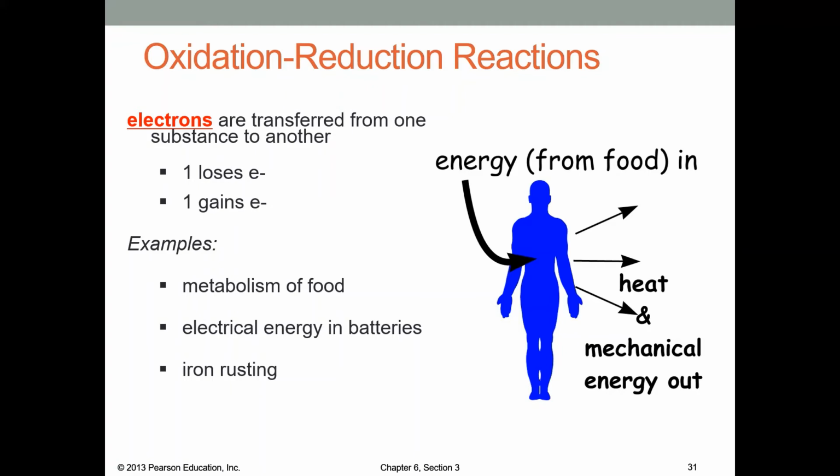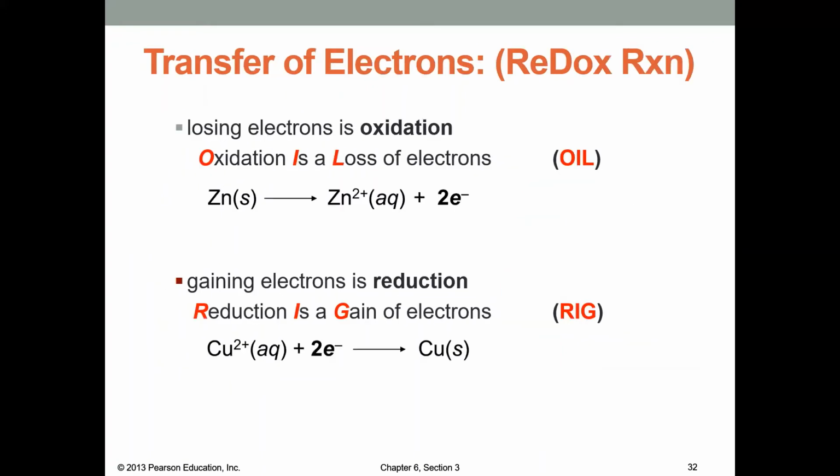But we also see this in the electrical energy of batteries, iron rusting, and again, our metabolism. It is stage 3 of metabolism. So here's the big thing that you need to memorize. If you get this acronym, you're good. Oxidation is a loss, reduction is a gain. So think of OIL RIG whenever you think of redox reactions, okay?